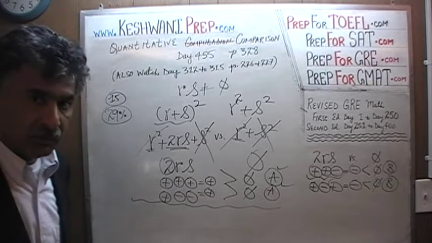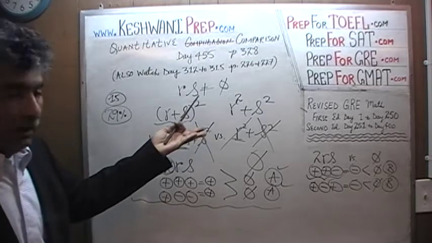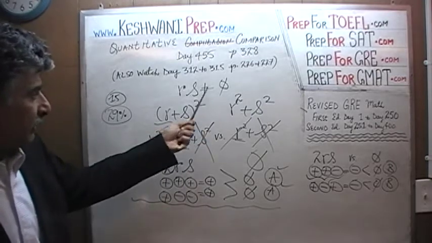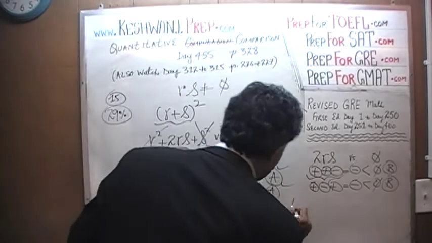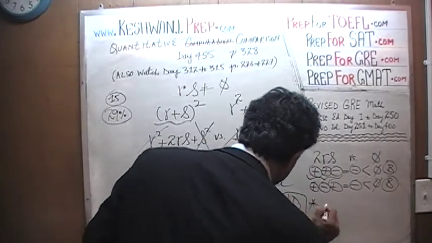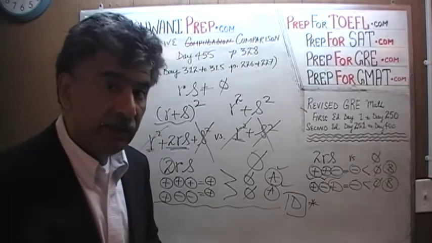Maybe they are both positive. Maybe they are both negative. Maybe one is positive, one is negative. In all the cases that we talked about, the product is not going to be equal to zero. But here it is A, there it is B, and therefore the answer is D. That's what they're looking for. And that's going to come only through practice.